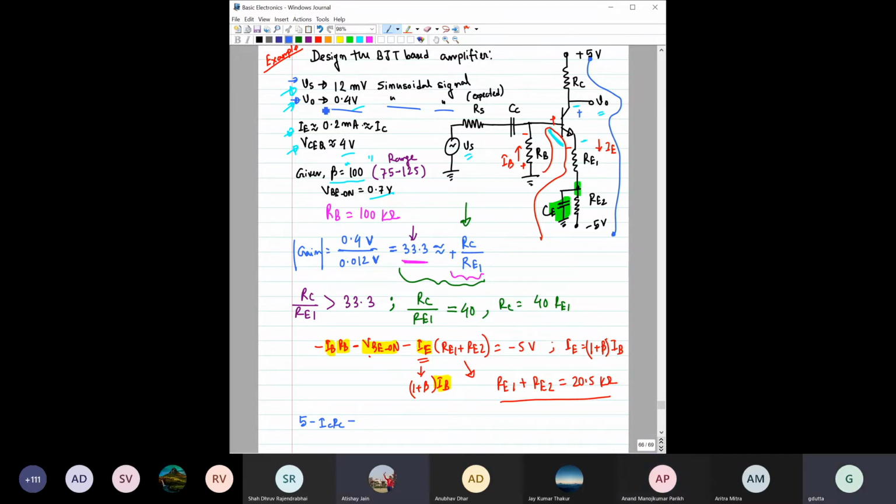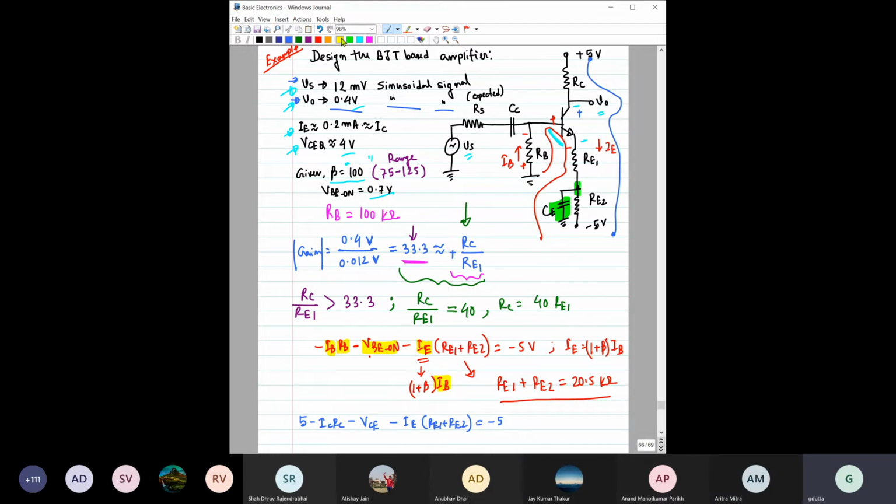Okay, do you understand? Yes, sir. V naught is the given sinusoidal signal, so this is the AC part, not the DC part. So it is 5 minus IC RC minus VC, that is V of CE, then minus IE into (RE1 plus RE2). Minus or plus? Minus, right? Minus RE1, RE2, this is equal to minus 5 volt, equal to minus 5.